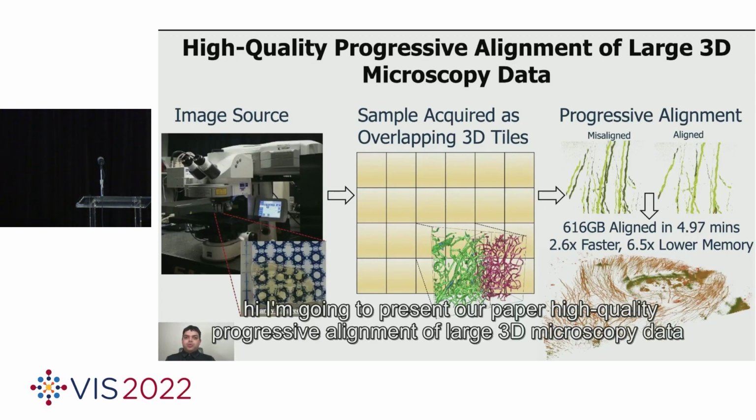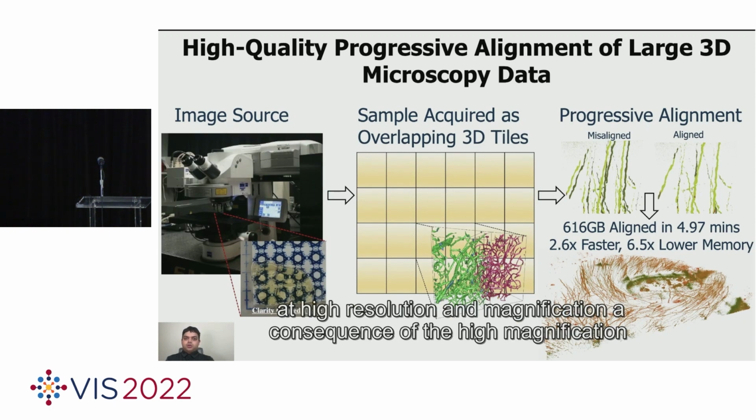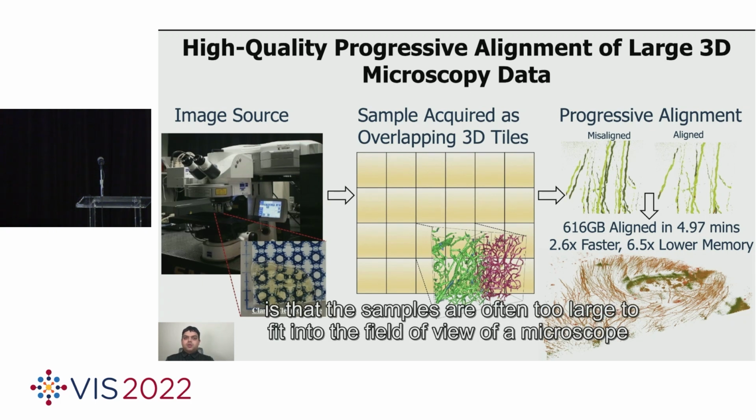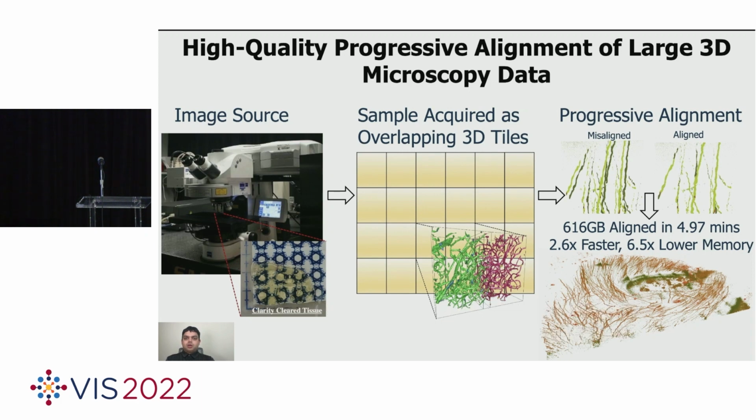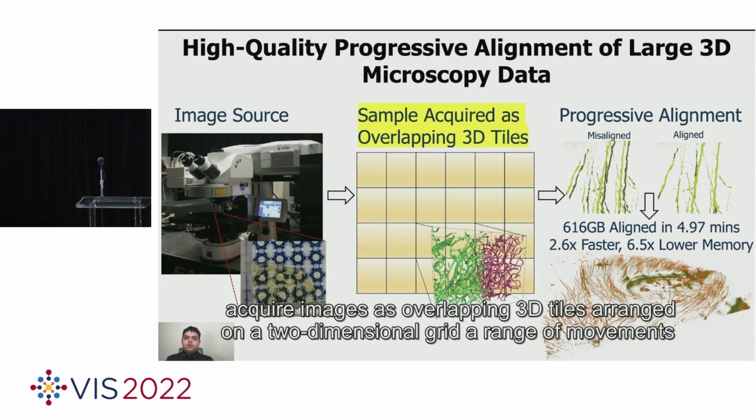Hi, I'm going to present our paper, High Quality Progressive Alignment of Large 3D Microscopy Data. Recent advances in microscopy have enabled researchers to acquire images at high resolution and magnification. A consequence of the high magnification is that the samples are often too large to fit into the field of view of a microscope. Therefore, to image an entire specimen, computer-controlled micropositioning stages are used to acquire images as overlapping 3D tiles arranged on a two-dimensional grid.